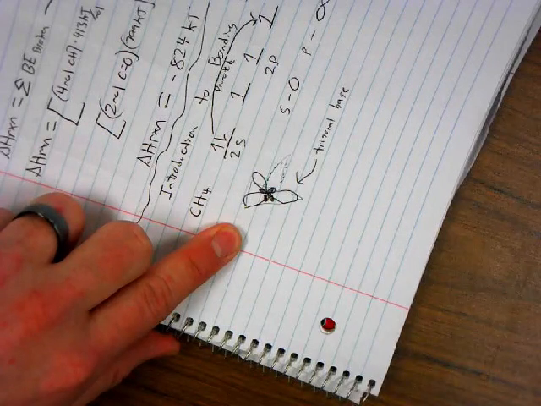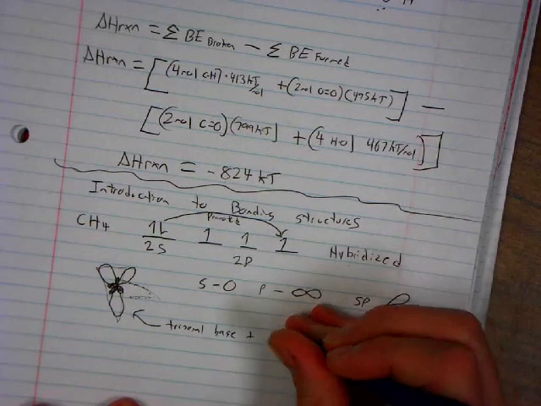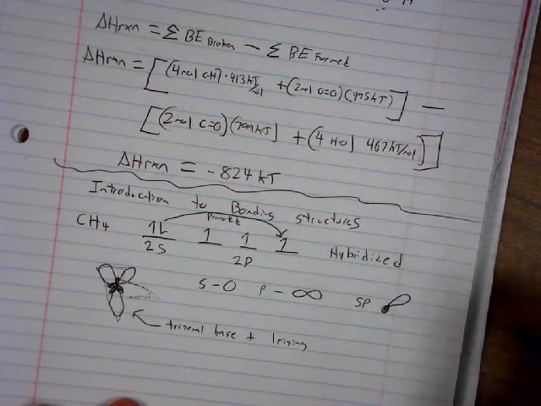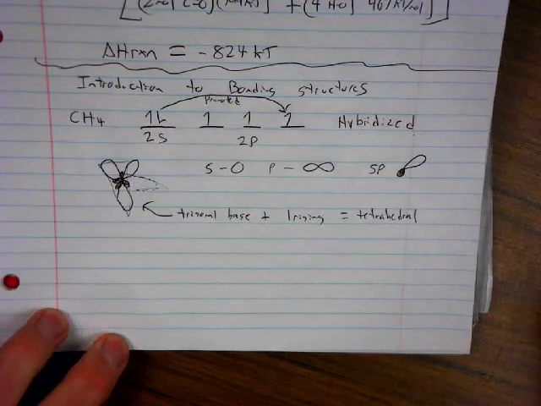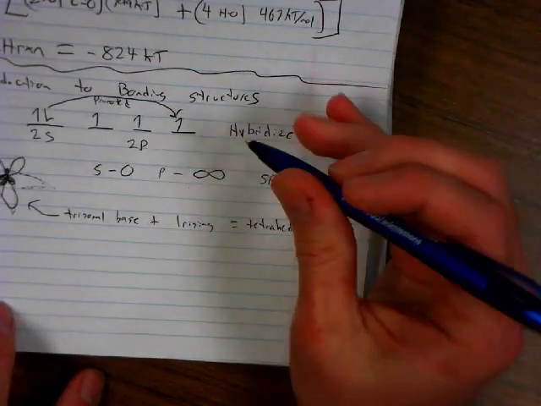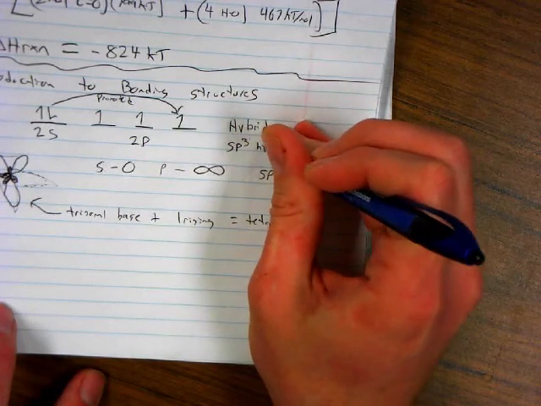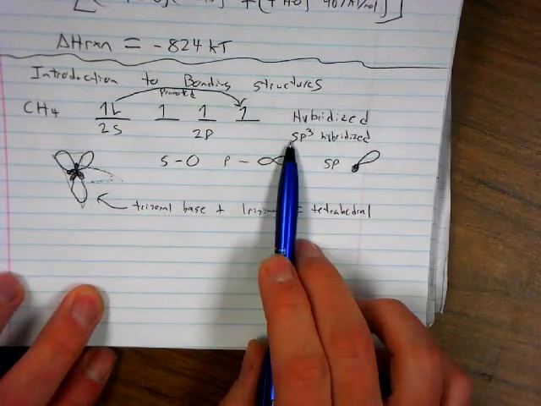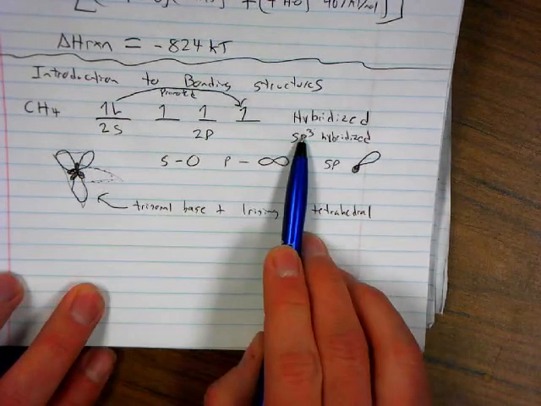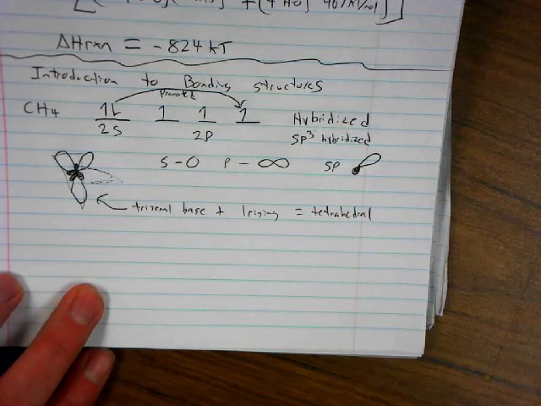If I looked at it like this, I have a triangle, a base. Do you see the triangle here? And then there's one coming up. So this is a trigonal base plus one rising. This is considered tetrahedral. This is a tetrahedral molecule. And I would call this officially sp3 hybridized. Why is it three?